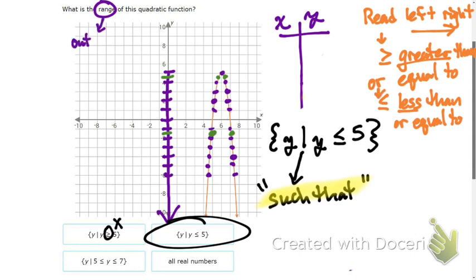Lastly, just a quick reminder, the range is the output. Those are the y values. Don't forget that.